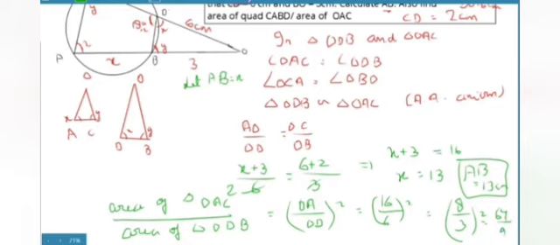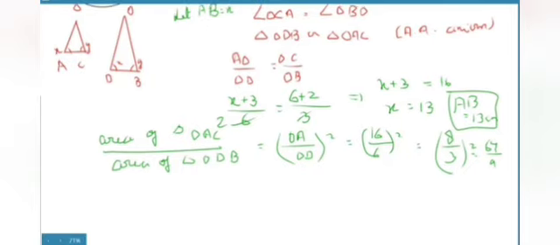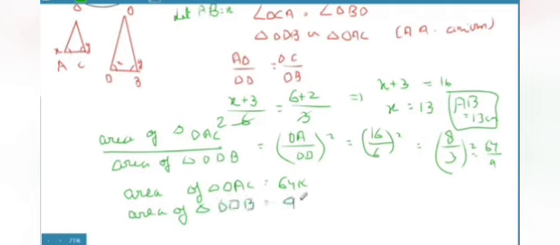So from here I can take area of triangle OAC as 64K, area of triangle ODB equals 9K, because this is a ratio. Now we can find out area of quadrilateral. If I subtract these two, I will get the area of quadrilateral CABD, that is 64K minus 9K.